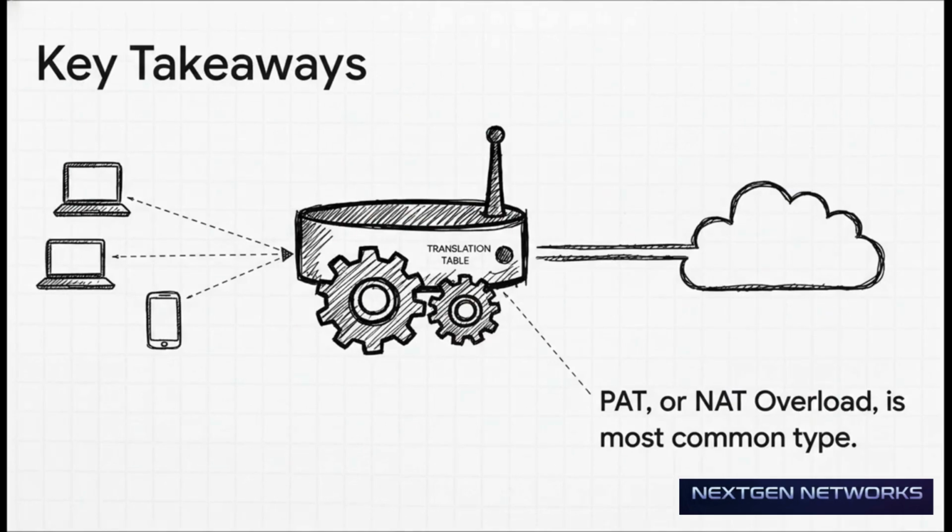So let's just quickly recap the big takeaways here. First, NAT's main job is to translate private IPs into a single public one, which is what solved the address shortage. Second, it does this by using a translation table to keep track of all the different connections. And finally, the version you're using at home right now is called PAT, or NAT overload.